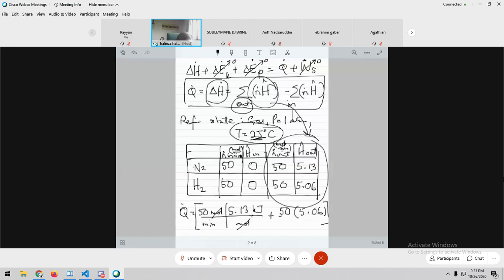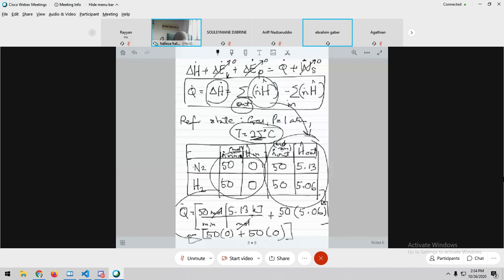Now, oops, sorry. I don't have enough space. Minus, this is the inlet. So the inlet is going to be this part. So what's the answer for the inlet, guys? What's the product for the inlet? 50 times 0, zero, plus 50 times 0. So that is your inlet. This is your outlet.